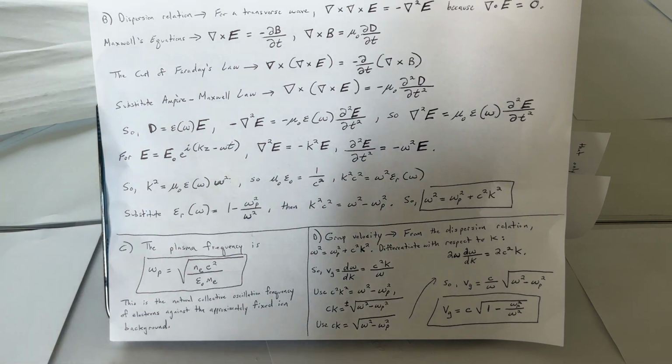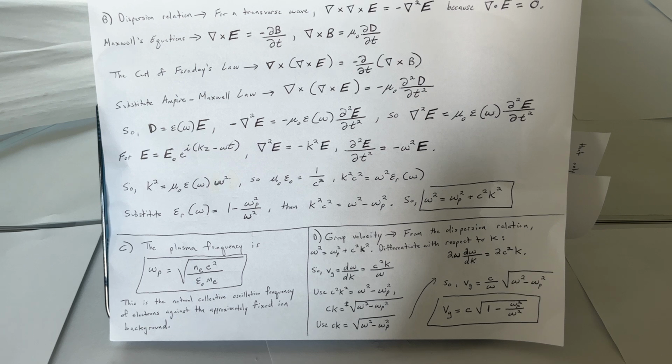So that's for part C, they want the plasma frequency. So the plasma frequency here is omega sub P equals just the square root of N sub E squared over epsilon naught M sub E. And this is the natural collective oscillation frequency of electrons against the approximately fixed ion background.